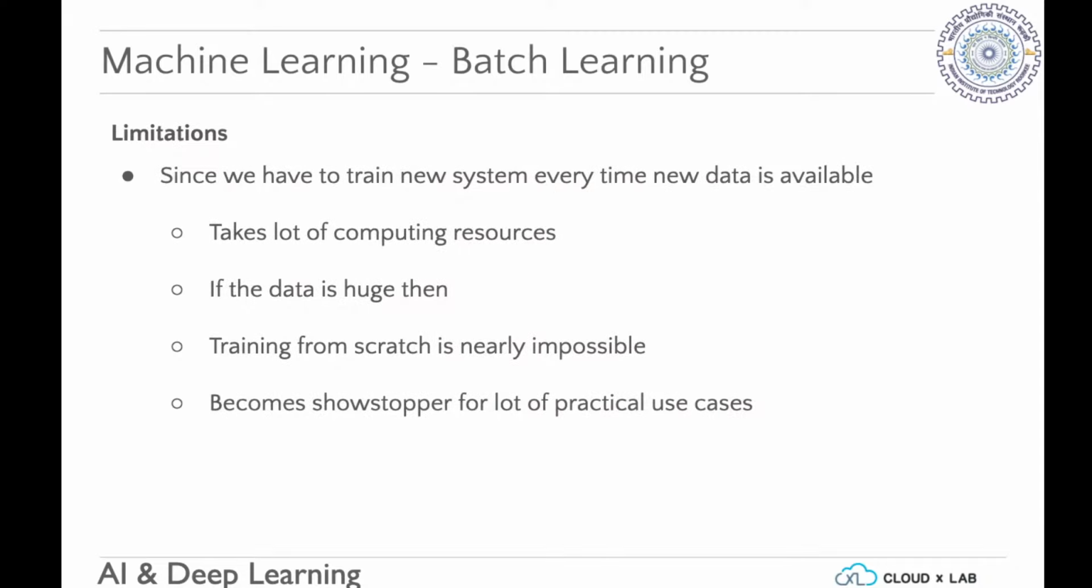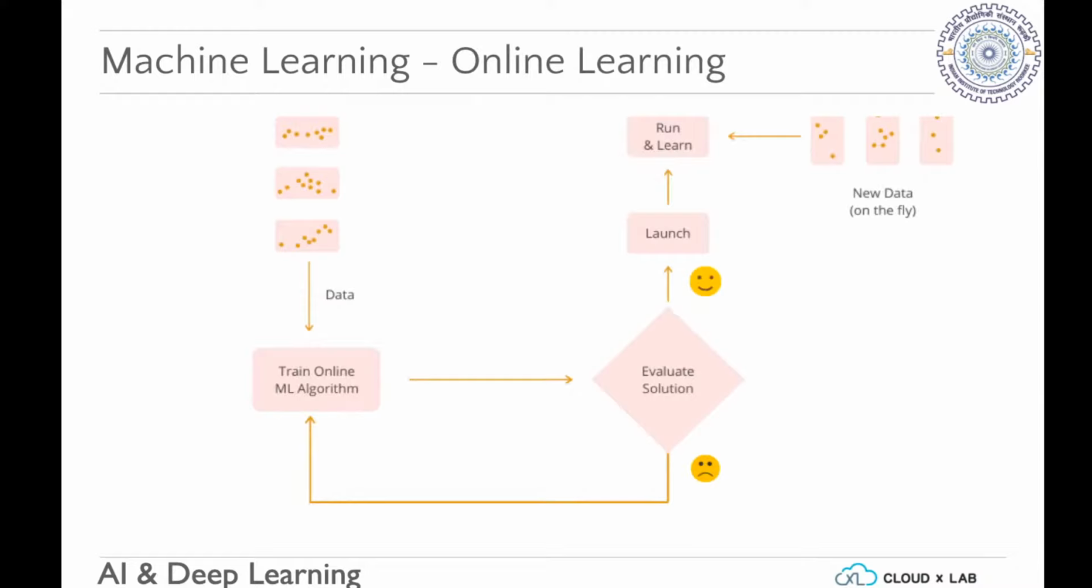So as I said, the limitations of batch learning come when you have to train the system with new data. Every time some new data is available, you have to go and do the entire training all from scratch. And if this data is huge, training just gets more and more difficult. It takes a long time, and a lot of times this is just not feasible. It's a showstopper in a lot of cases.